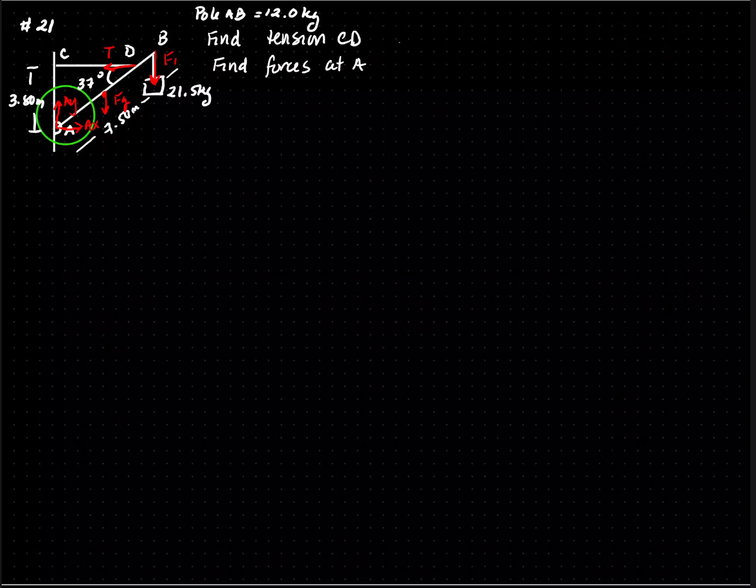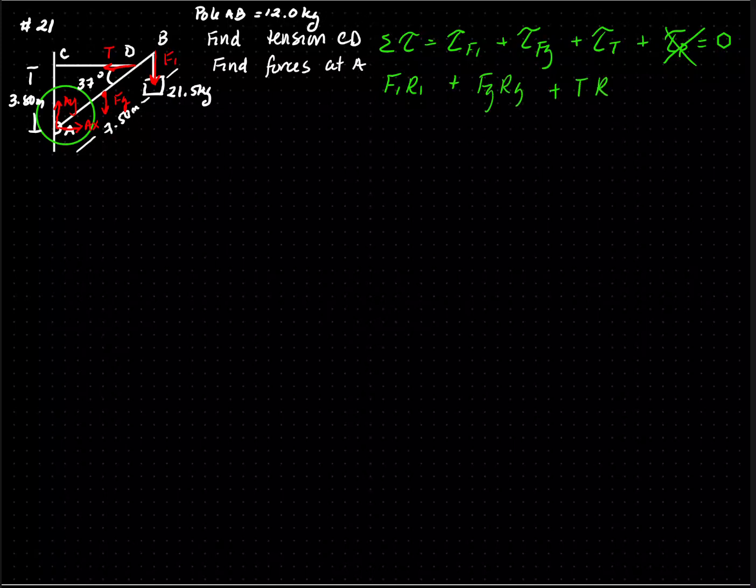So my torque equation becomes torque net is equal to torque of F1 plus the torque of the Fg plus torque of the tension plus torque of the pivot point, which is A. And again, since it's the pivot point, it's going to be 0. And so my equation becomes F1 R1 plus FG RG plus T RT. This is equal to 0.